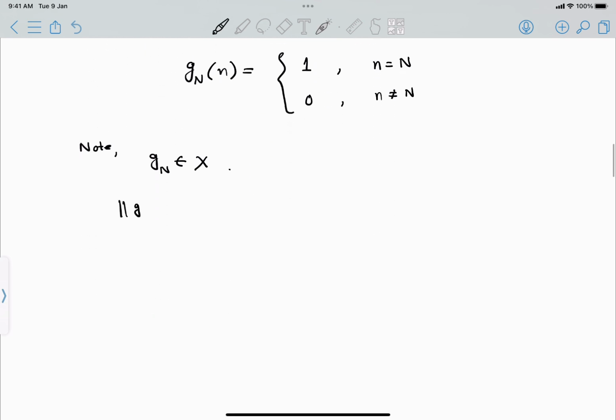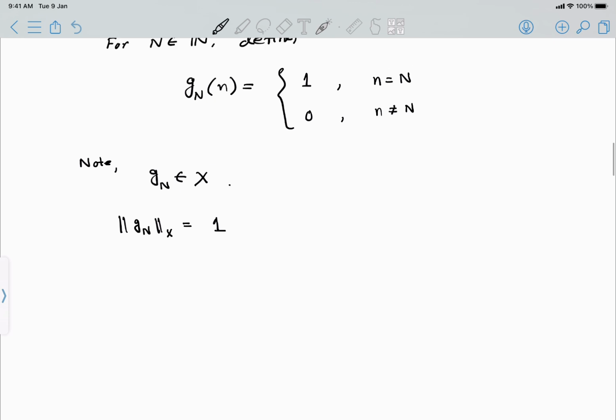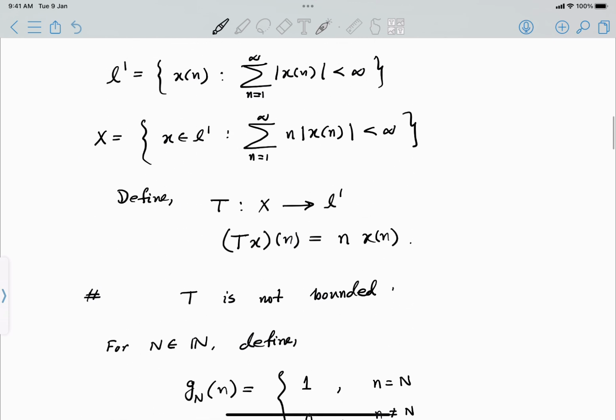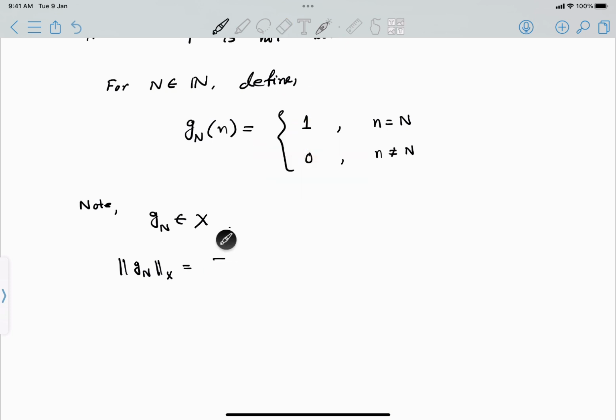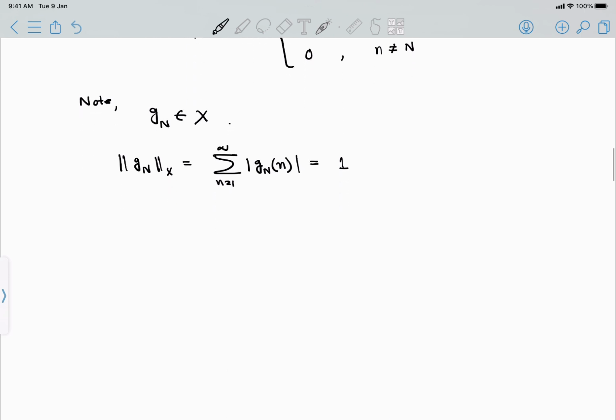And what is the norm of gN? It takes the value 1 at only one point. So its L1 norm is the summation from n equals 1 to infinity, and it is non-zero only at n equals N, where it is 1. So this has norm 1.